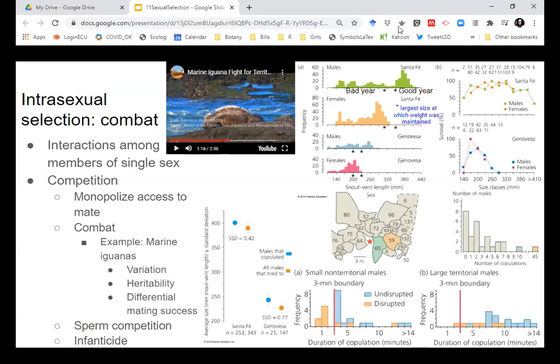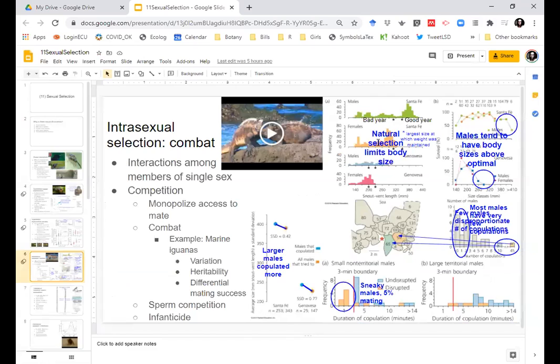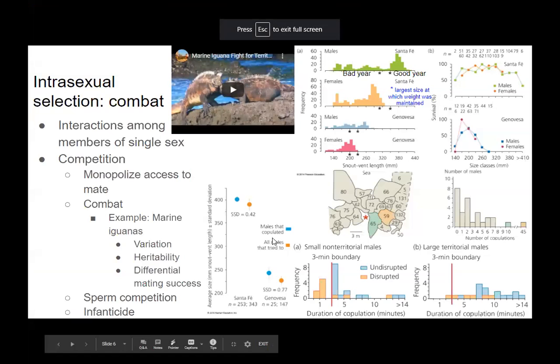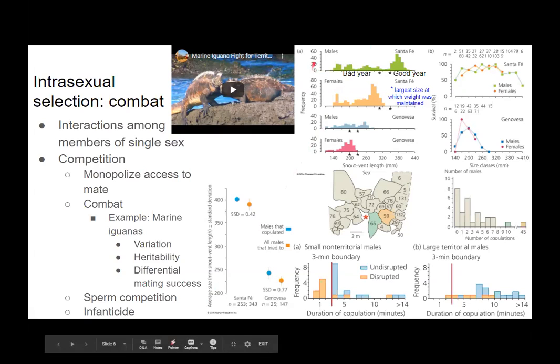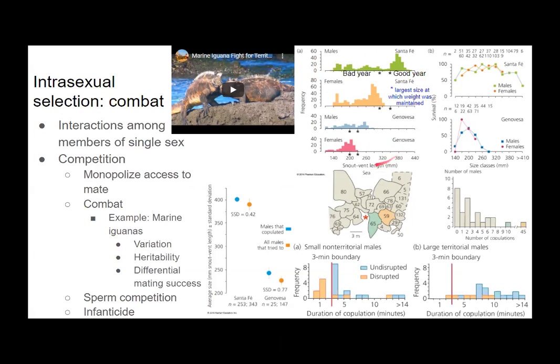And so in this example, let's show that natural selection is actually in opposition to sexual selection here. So in this panel, we're looking at the size of the iguana with the number of individuals at that particular size in two different sites, Santa Fe and Genovesa, for males and for females.